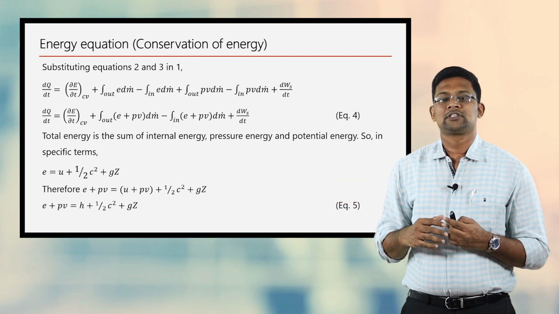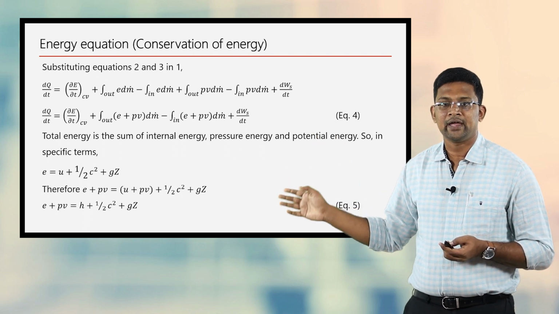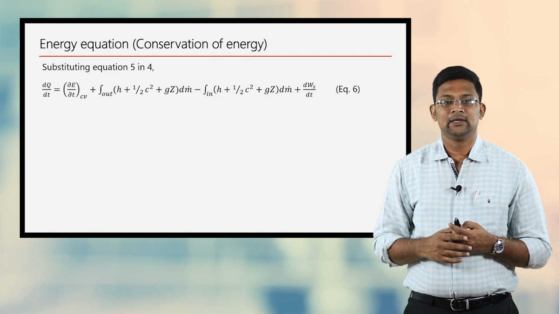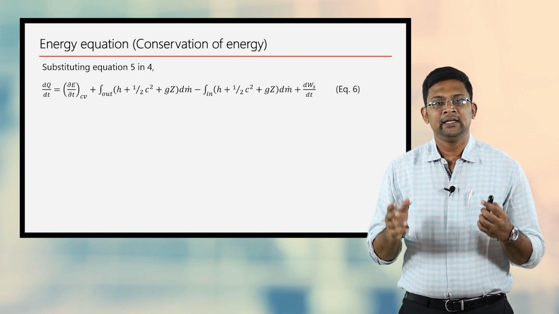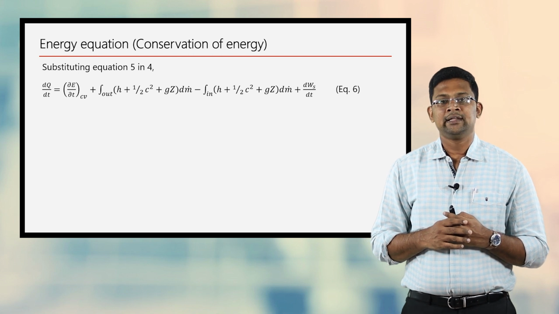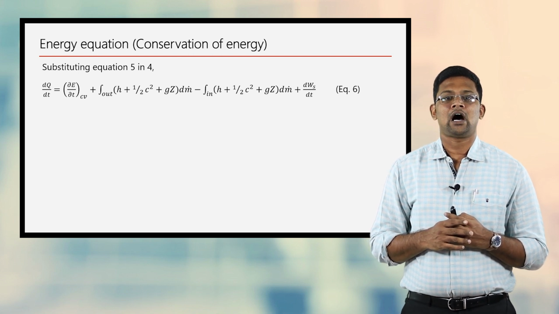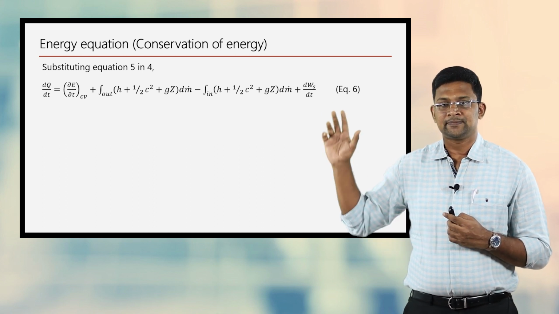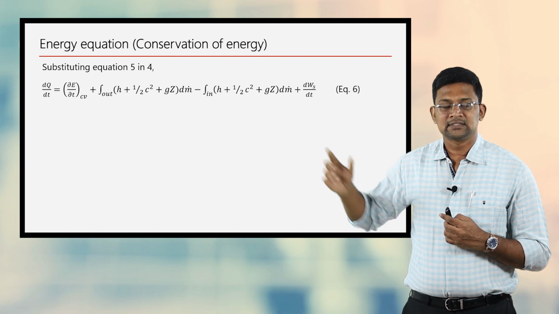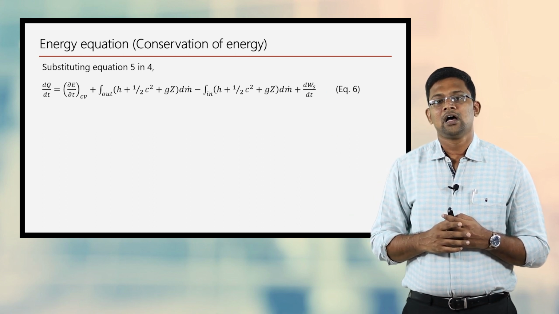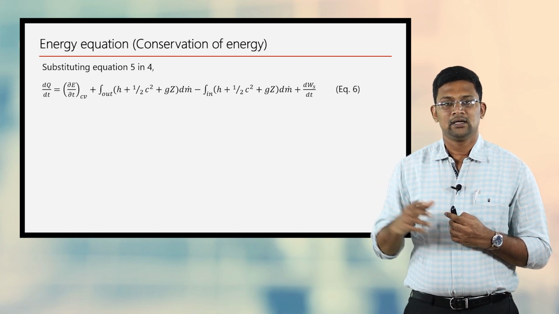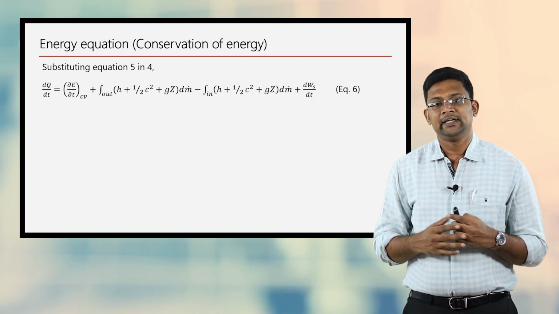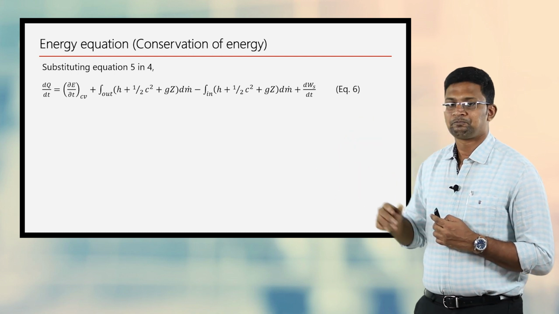And now we are going to substitute this expression number 5 back into our original equation number 4. So dq by dt is equal to dE by dt of CV plus integral out of h plus half c square plus gz dm dot. So the substitution has been made there, minus integral in of h plus half c square plus gz dm dot. And here also we are doing the substitution, plus dWs by dt.